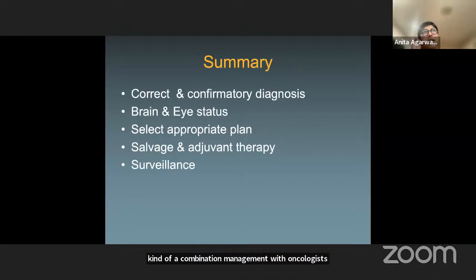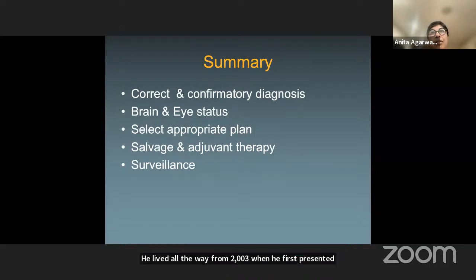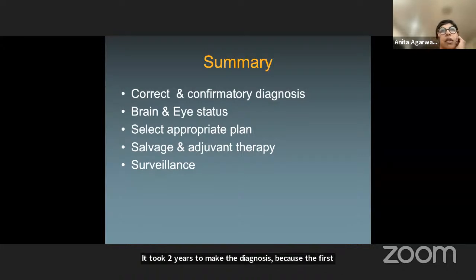In summary, confirmatory and correct diagnosis is important to locate the lesion, whether it's just in the brain or in the eye or in both locations. You select the appropriate plan based on the initial findings. Consider salvage and adjuvant therapy when you need it. And ongoing surveillance is important. In fact, the patient I just showed you lived from 2003, when he first presented, to 2016. So he lived almost 13 years after the occurrence of lymphoma, and about 14 years after the diagnosis was made. It took 2 years to make the diagnosis, because the first year he was just followed by his primary care ophthalmologist. Eventually, after 3 vitrectomies and 2 retinal biopsies, we got the diagnosis.